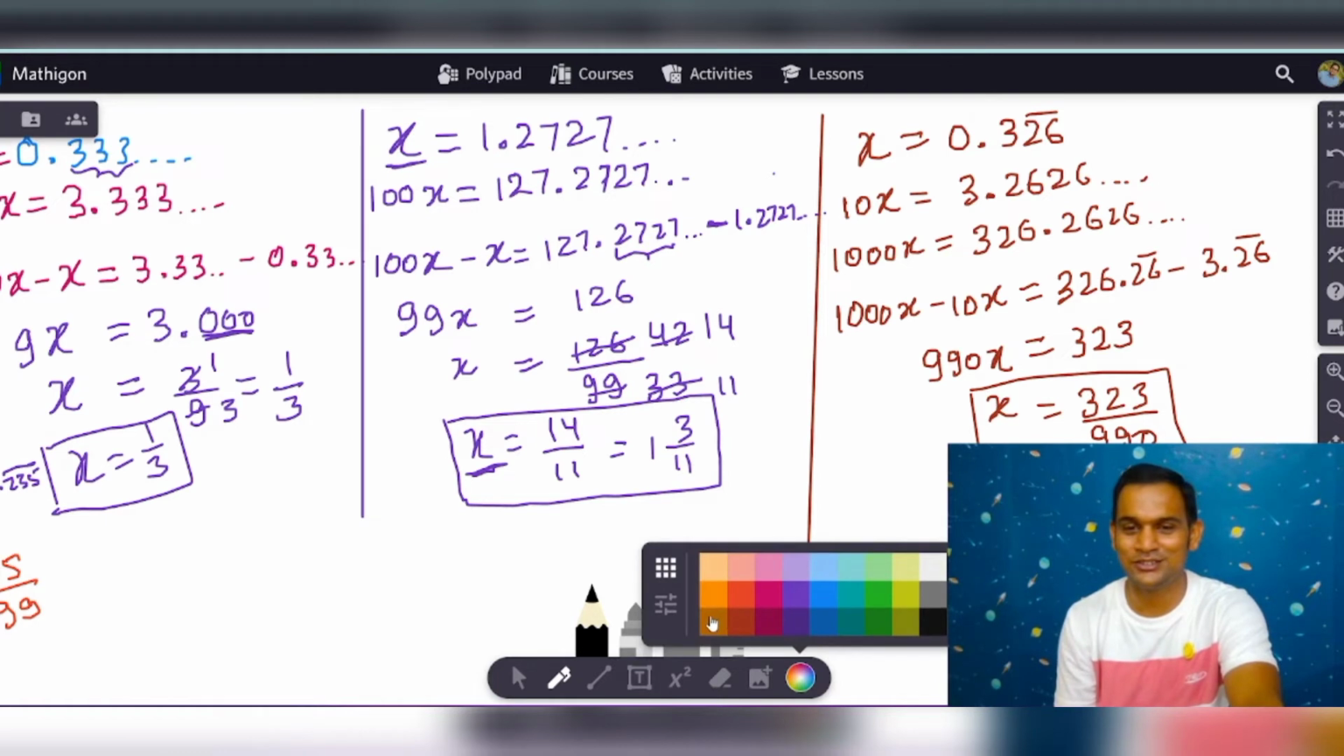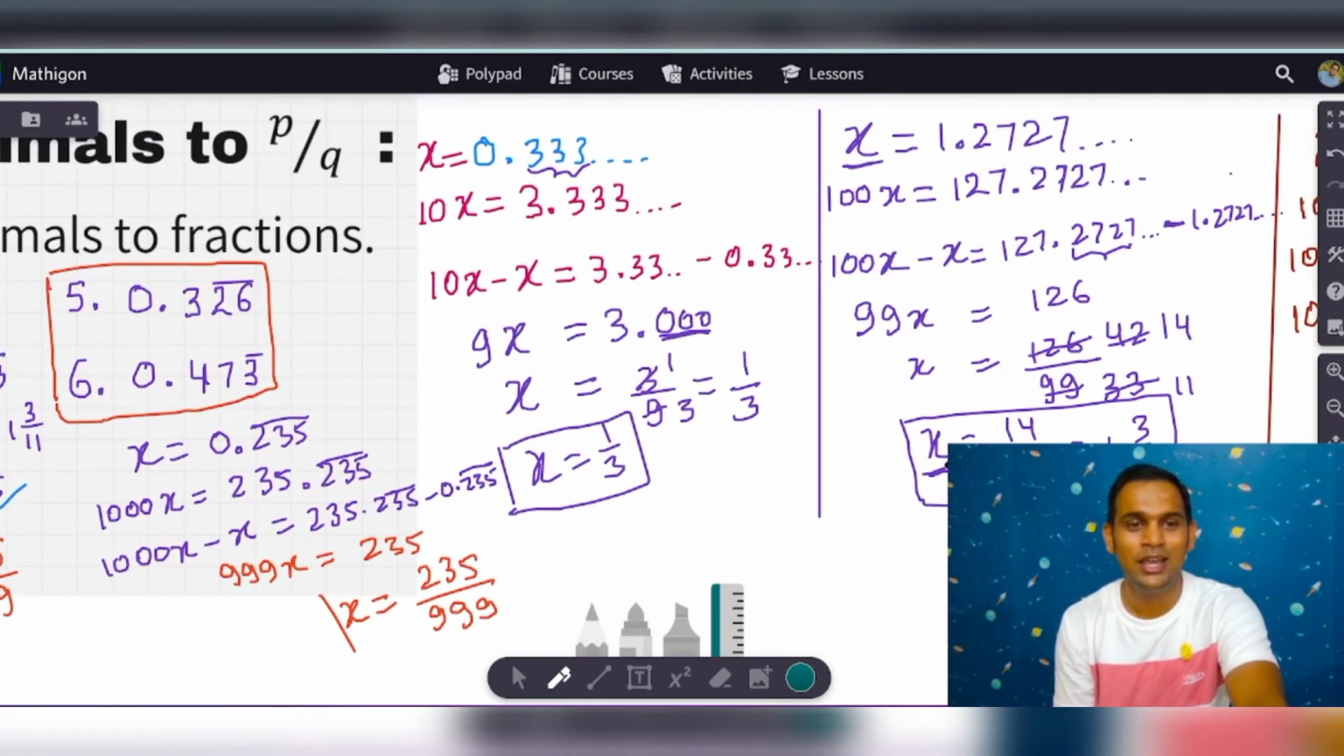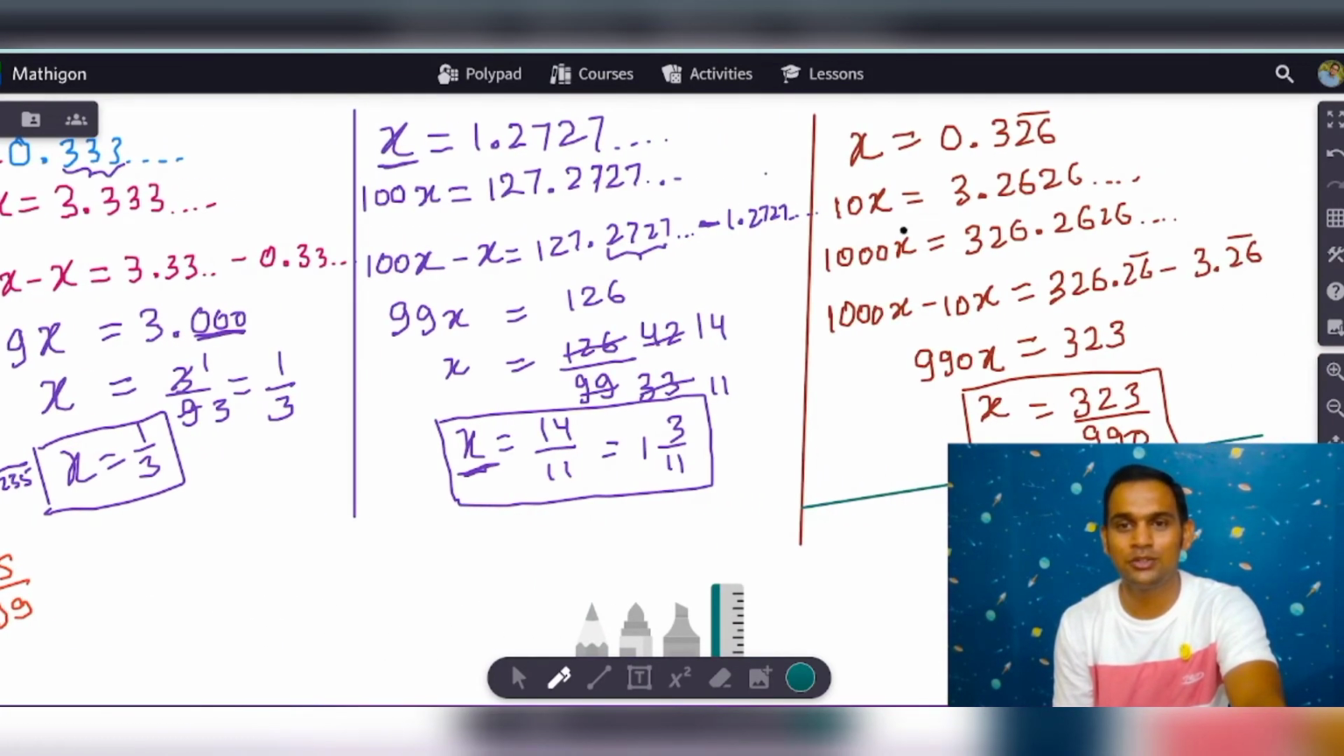I'm enjoying this discussion a lot. I hope you are enjoying this along with me as well. Okay, let's go for the final question of this discussion. 0.473 bar. So this was the fifth question, and let's move on to the sixth question.